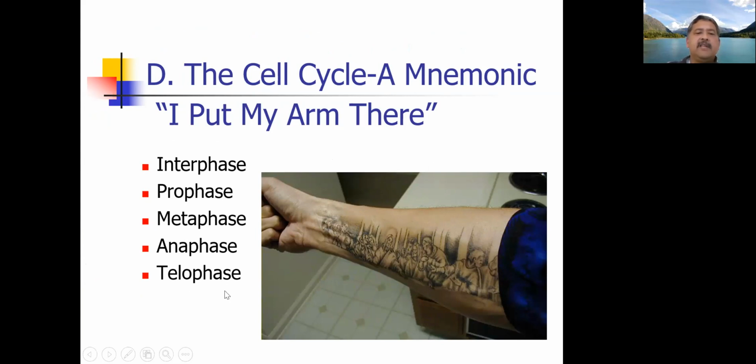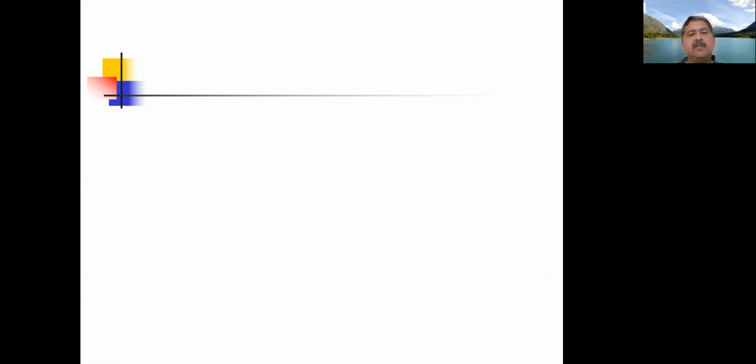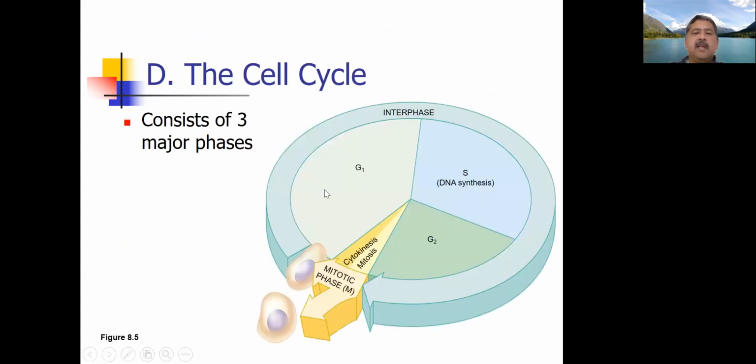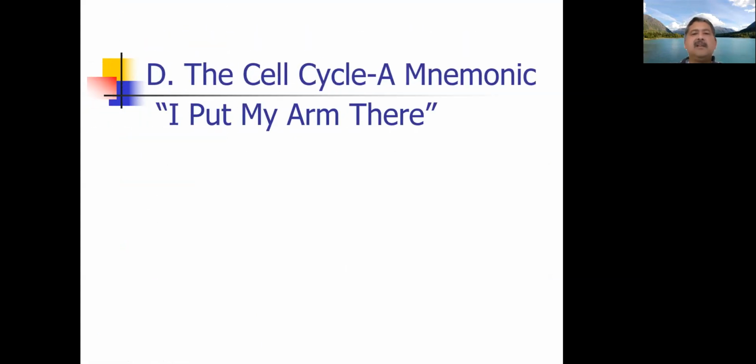This part right here is mitosis. Some people remember mitosis as PMAP, so if that works for you, great. So remember, the whole cell cycle is not just made up of mitosis, but the whole cell cycle is interphase, mitosis, PMAP, and cytokinesis. So that's why we have, I put my arm there, Cynthia.